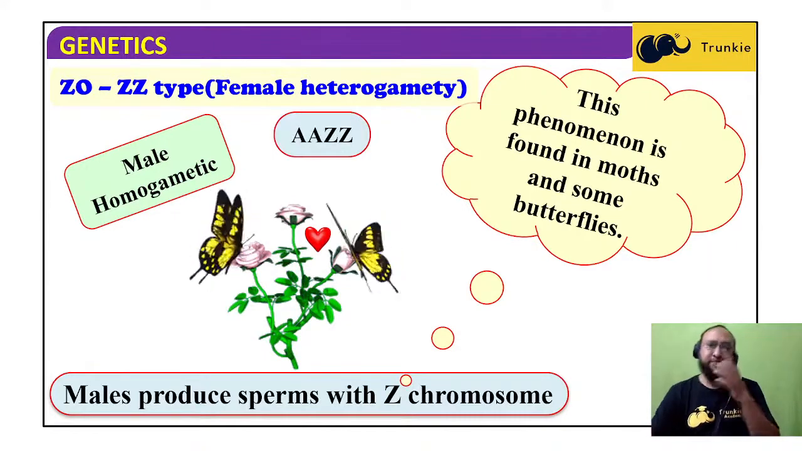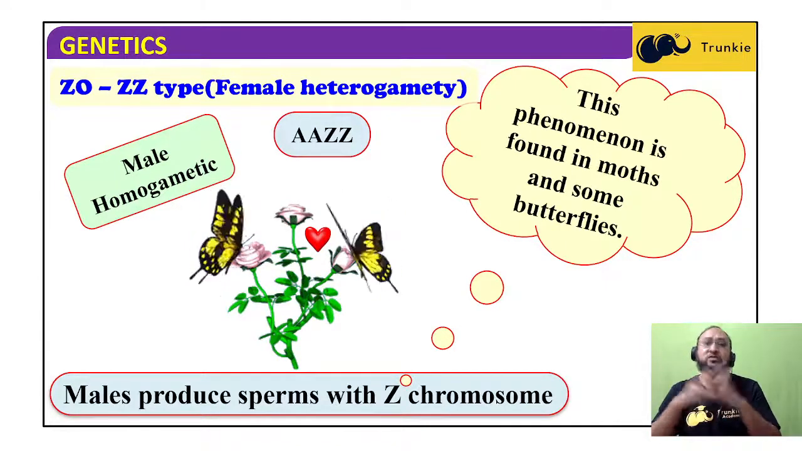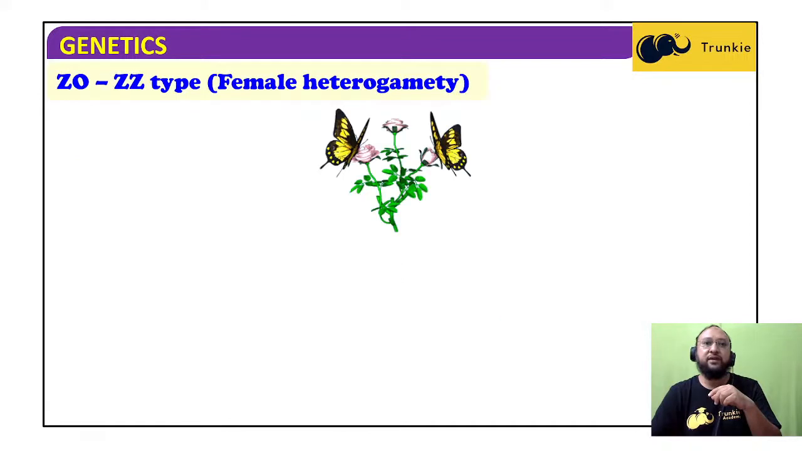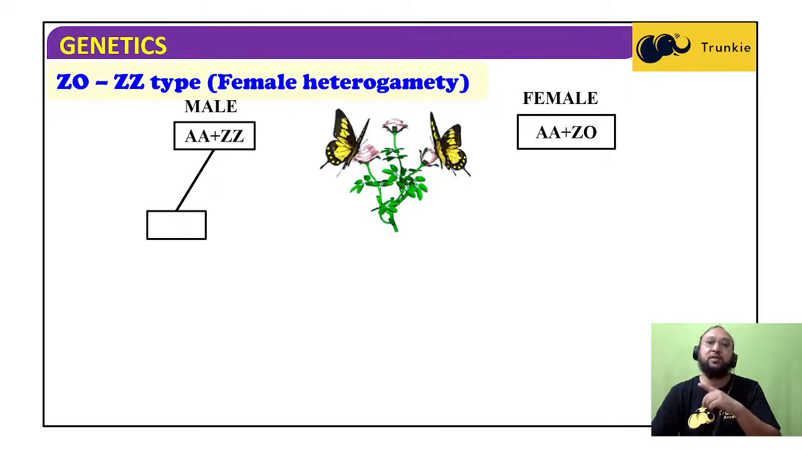That means males will have autosomes and ZZ, that means two sex chromosomes, ZZ. So A plus ZZ will be male, and autosomes plus one Z chromosome and 0 will be the female.